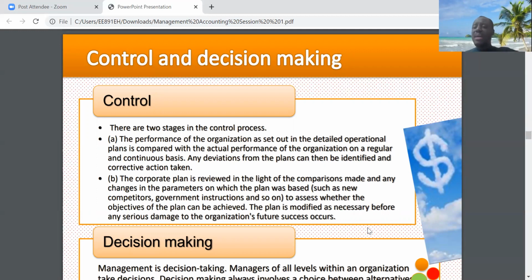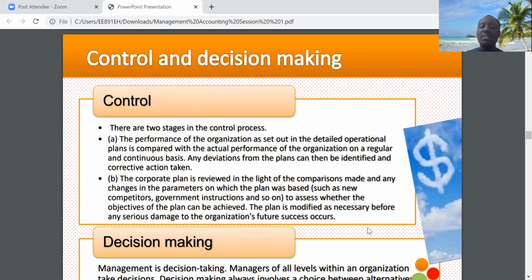That's the whole purpose of variance analysis, which we'll be talking about extensively in this class. So you compare the budgeted performance to the actual performance, and analyze the variances and take corrective actions where necessary. Very, very important.